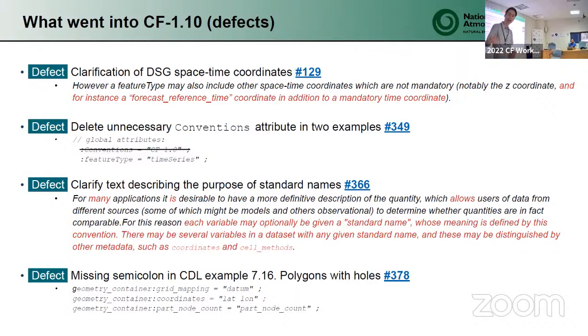I mean, this is only a snippet of the text. The new text is in red, and the context was it was slightly ambiguous when you looked at it in a certain light. That's fixed. The next one, simply deleting the global conventions attribute from 2 of the examples. There were 73 CDL examples in the document, and only 2 of them had mentioned the conventions attribute, which we would normally find in our data sets.